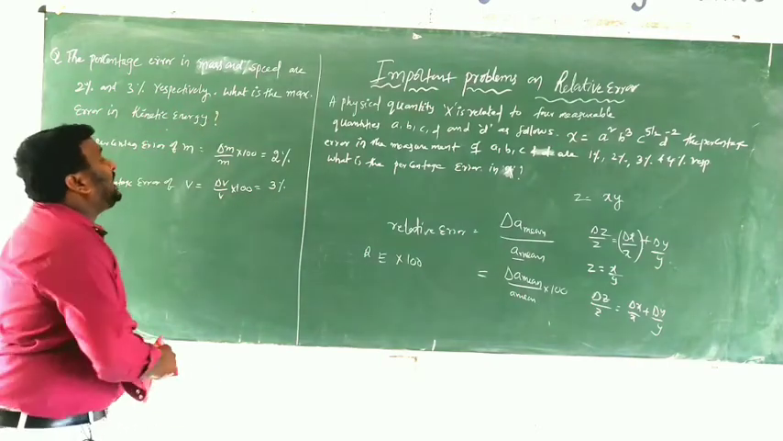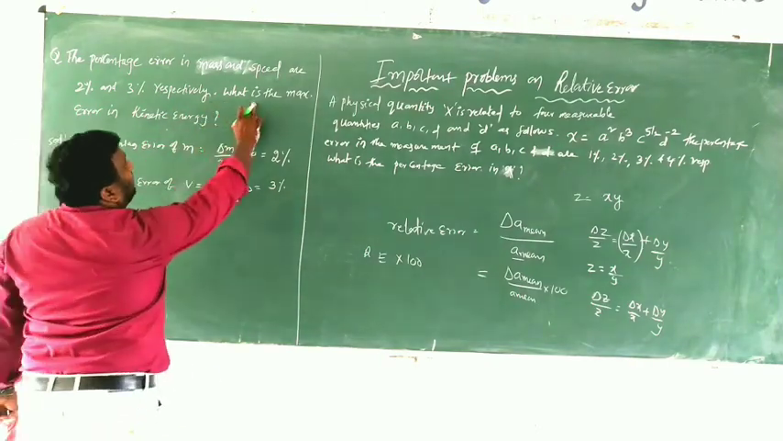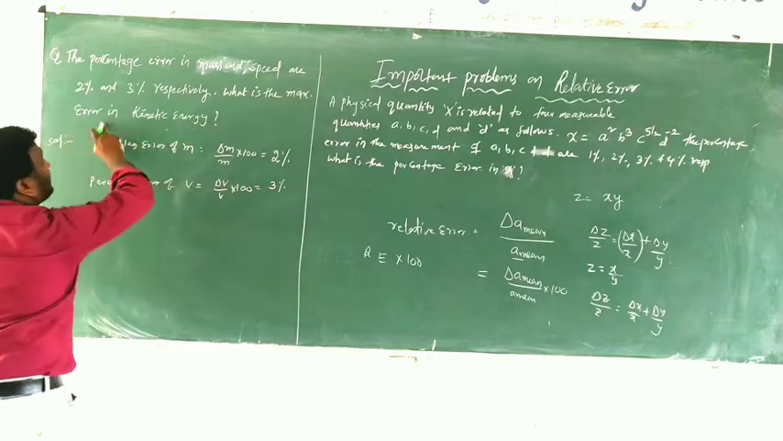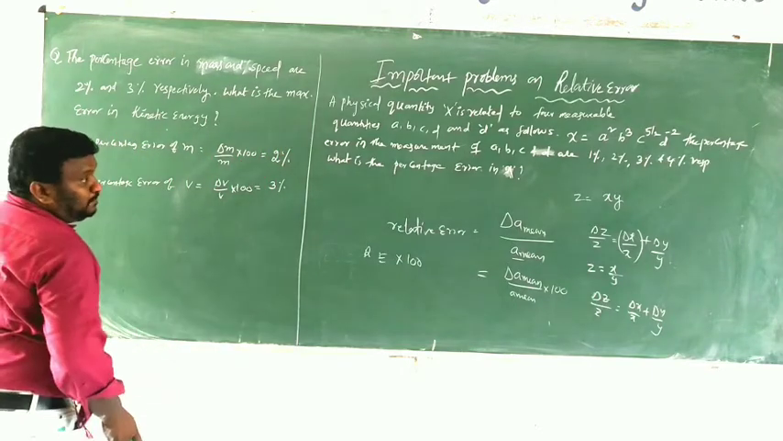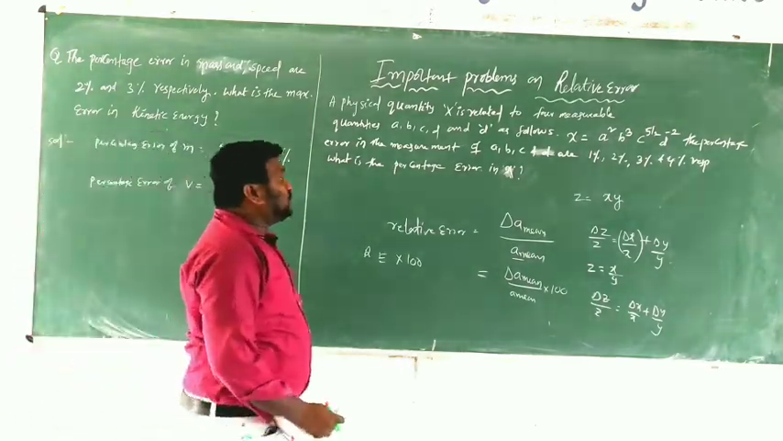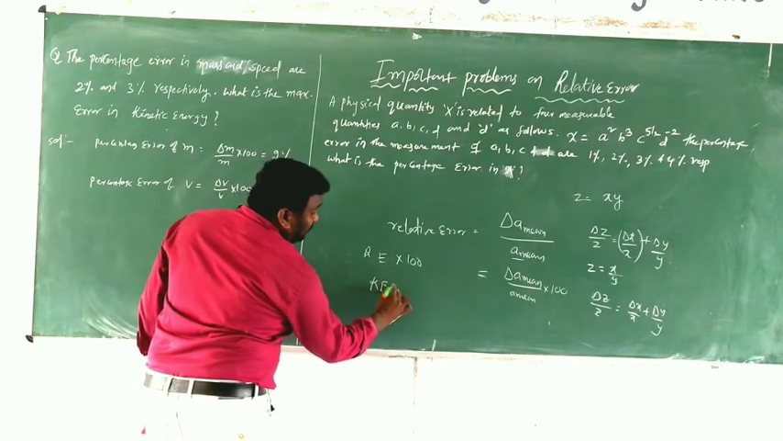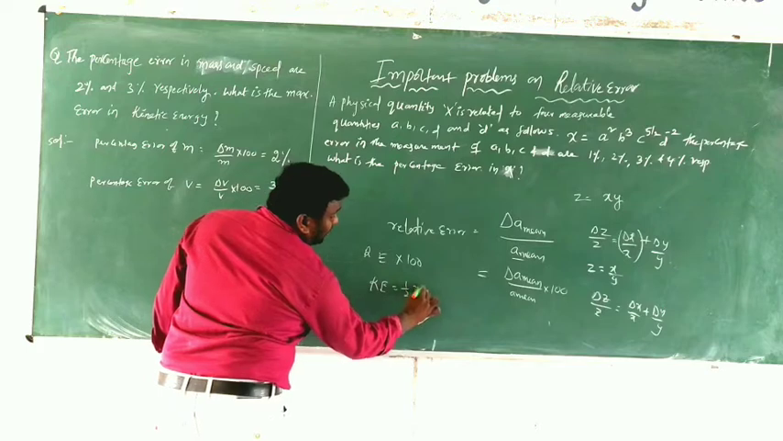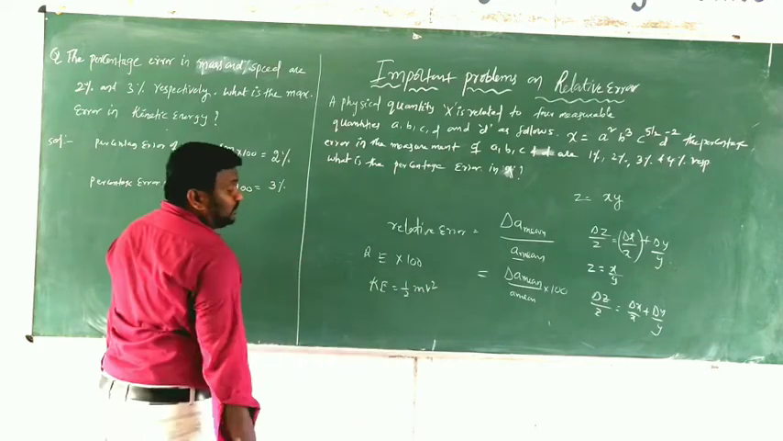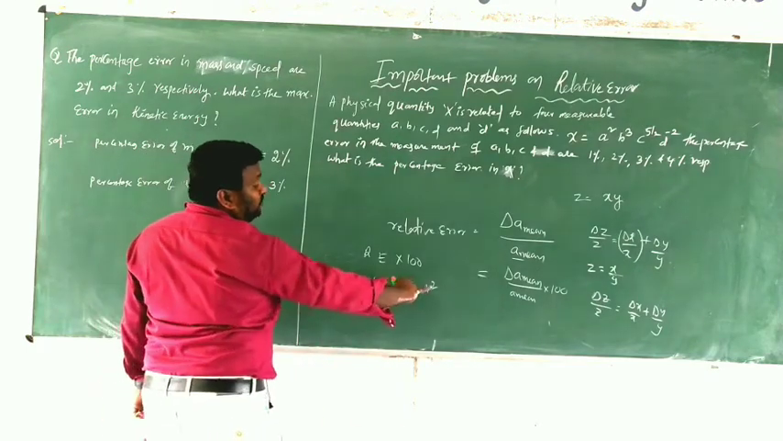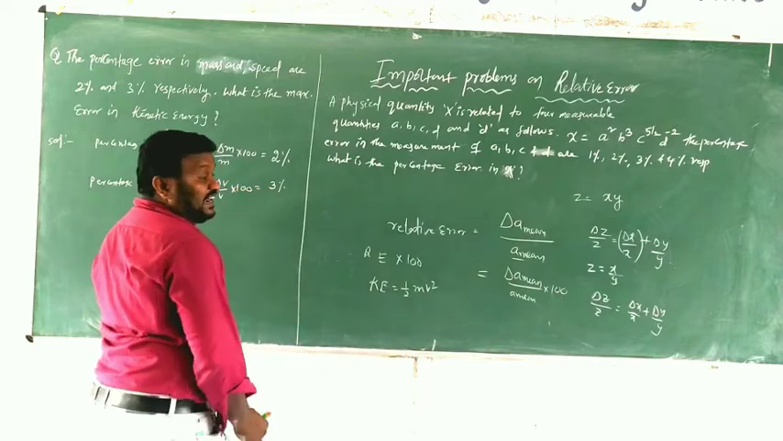What do you have to calculate here? The maximum error in kinetic energy. I think in your 9th class you may have learned that kinetic energy is equal to half mv square. Half mv square is the expression for kinetic energy.